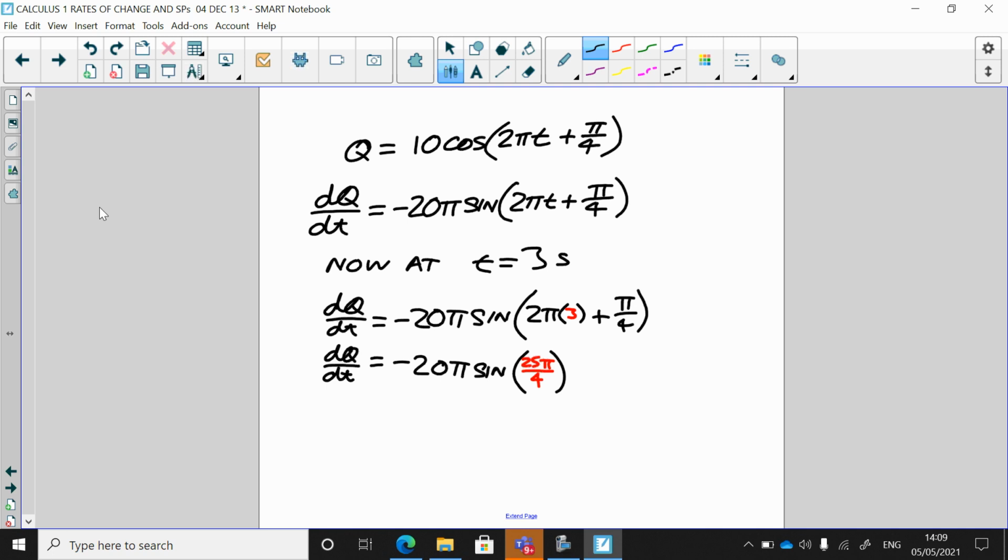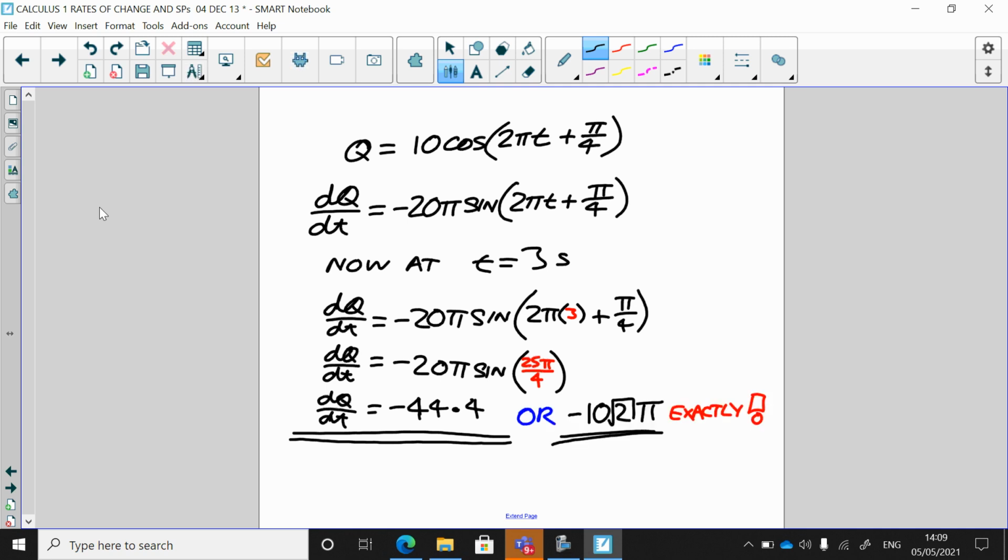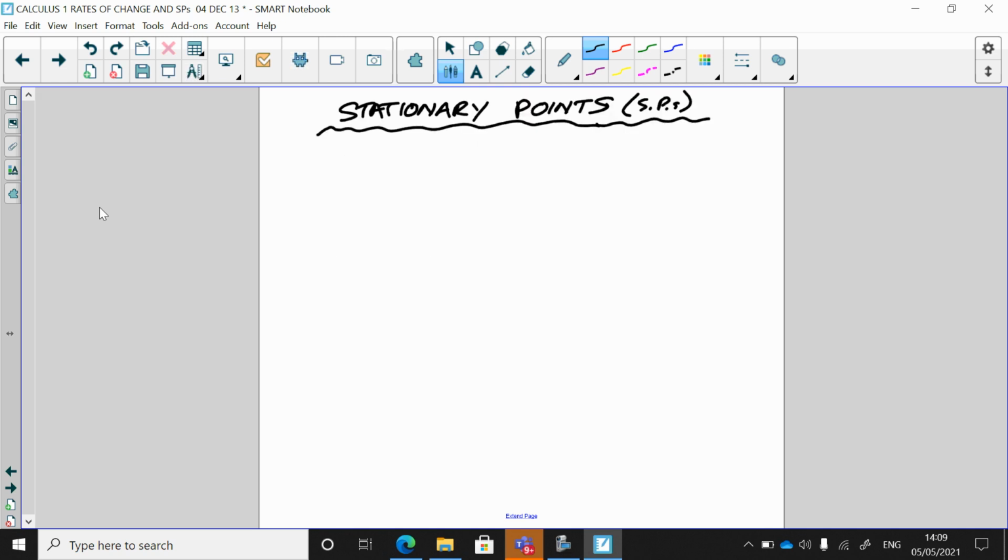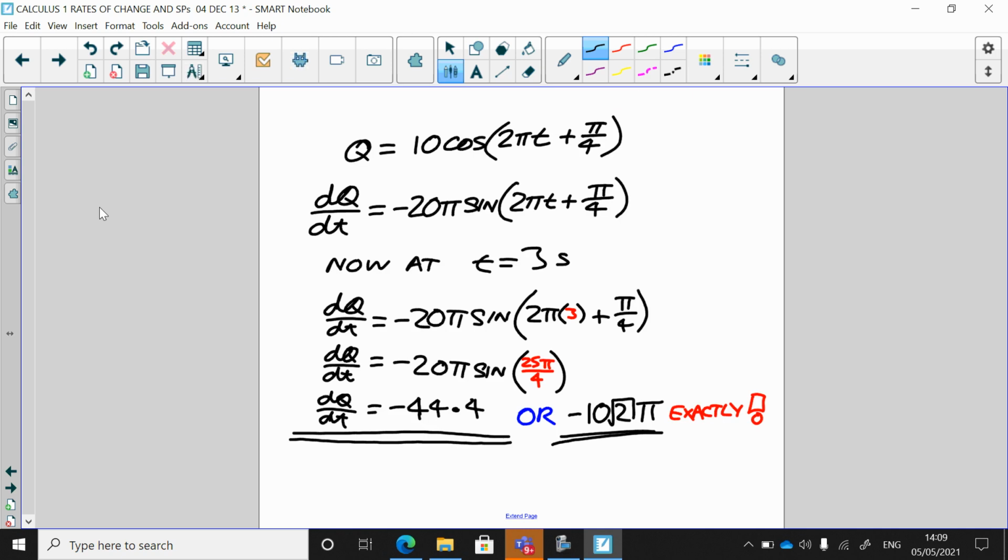So here, I've fired that in, and it gives me that answer there. So that's whatever dq by dt is. Maybe your calculator, if it was in a certain mode, would give you negative 10 times root 2 pi, either or. And you can always rewind this and have another wee look.